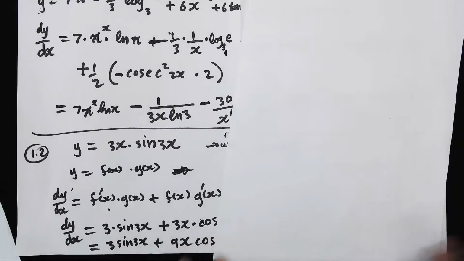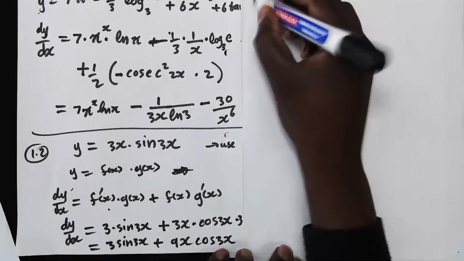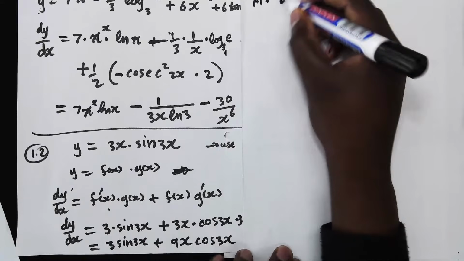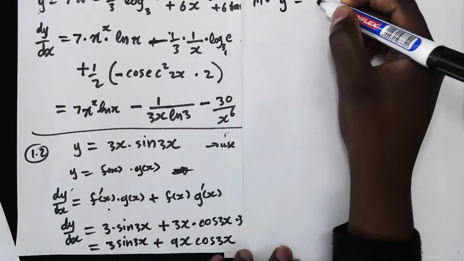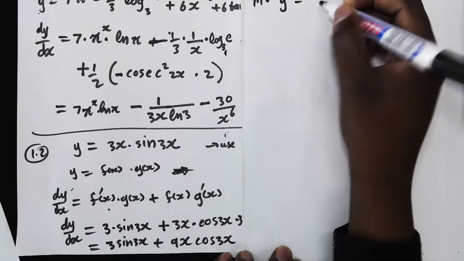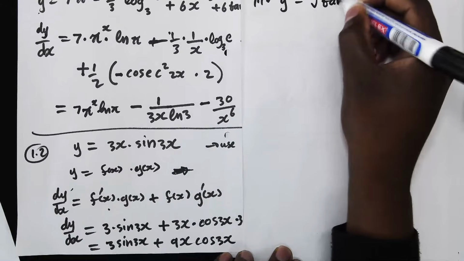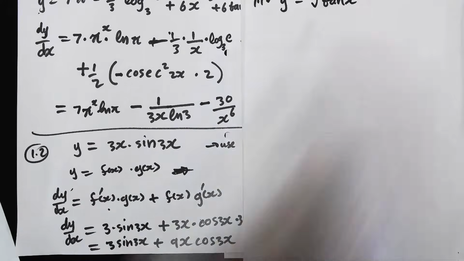Okay, in the meantime, let me copy the number 1.1, the first one. We started from back to 4. So y is equals to, we need to use chains of functions to derive the following tan x.